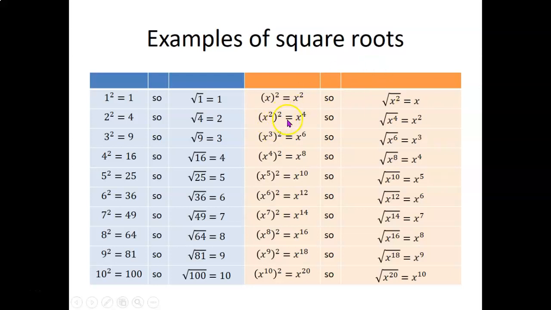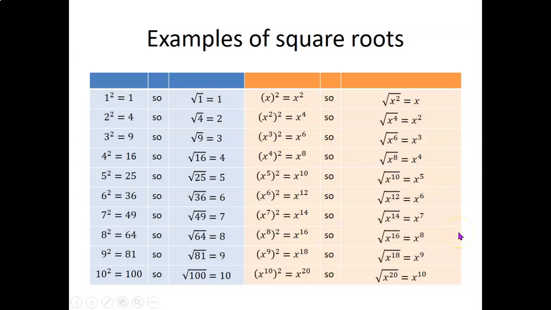X squared squared is x to the fourth, so the square root of x to the fourth would be x squared. X to the third squared, x times x times x times another x times x times x, is x to the sixth. So the square root of x to the sixth would be x to the third, and so on. So notice the pattern here. When you take the square root of x to a power, you get x to basically half of that power. You divide the exponent by 2.